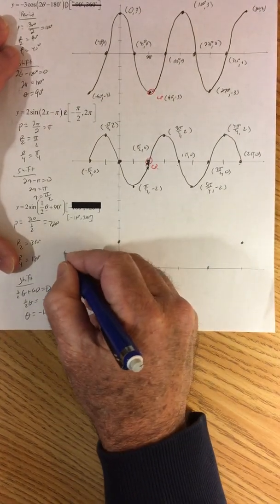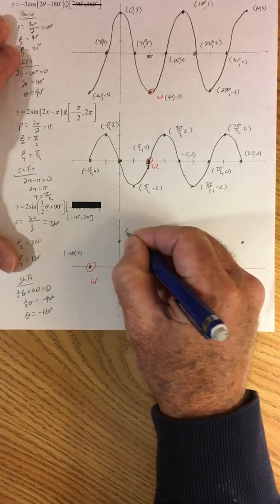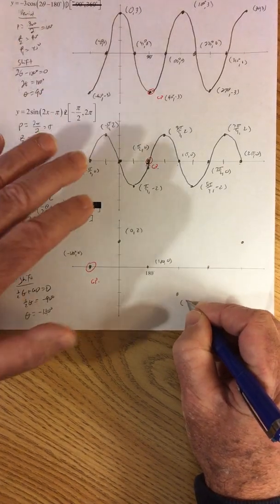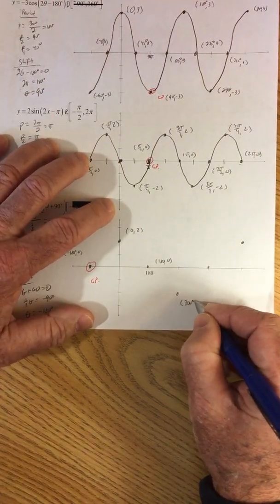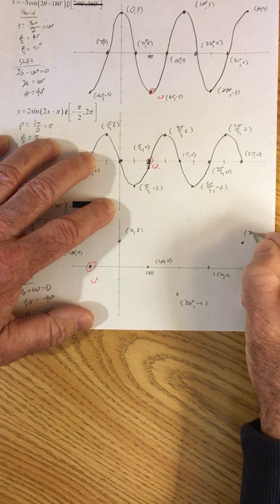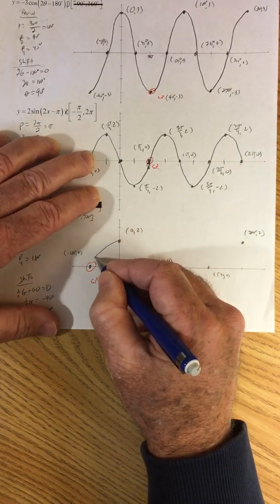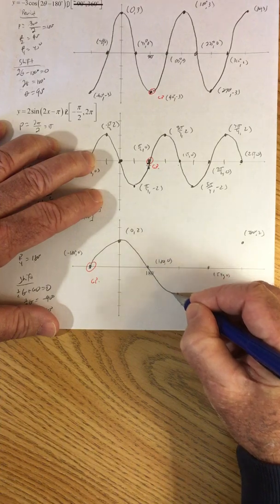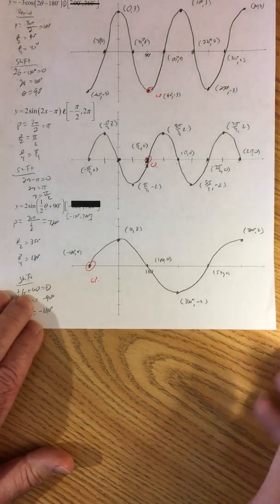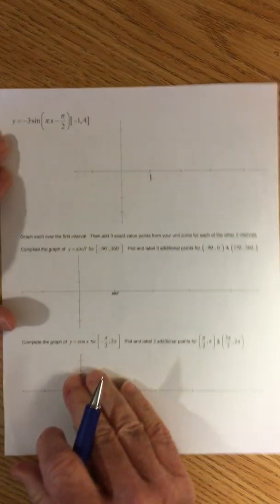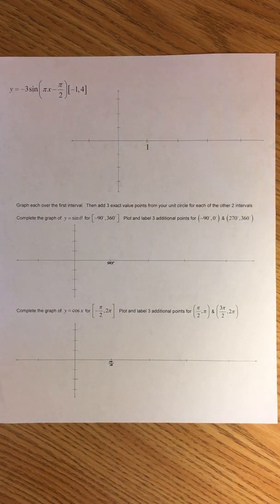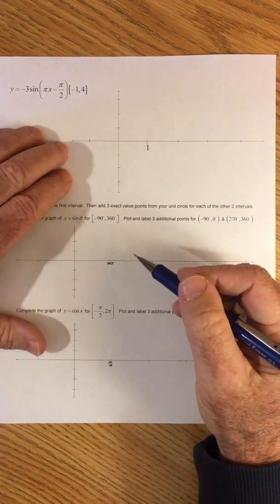Let's label these points. Negative 180, 0, 0, 2, 180, 0, 360, negative 2, 540, 0, and 720. Okay. Now you should check by graph, or in the interest of time, I'm not going to do that. I don't want this to be too long. Again, you can fast forward if you have a problem with one of these. This one's going to be a little bit more difficult.